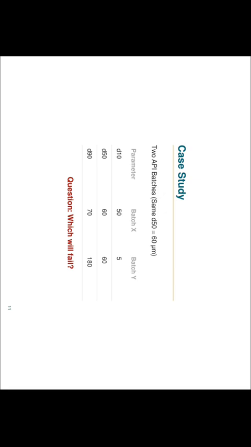You receive 2 API batches from a supplier, same drug, same chemical purity, same D50, 60 microns. On paper, they look identical, but their distributions are different. Batch X is narrow, batch Y is extremely wide. Before I show you anything else, pause and think. Which one would you trust in a real formulation? Don't answer emotionally, think physically. Which powder will behave predictably inside a blender, a hopper, a tablet press? This is the exact decision formulation scientists make in the industry.